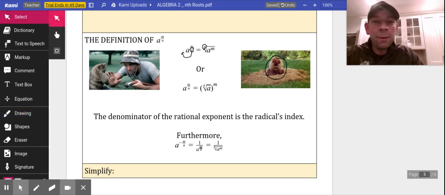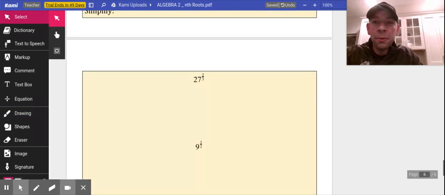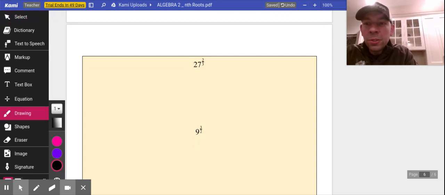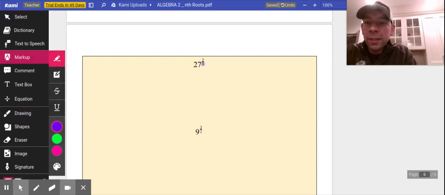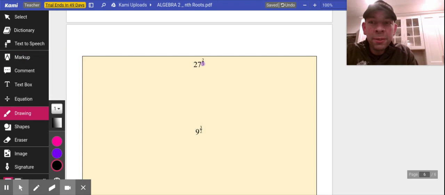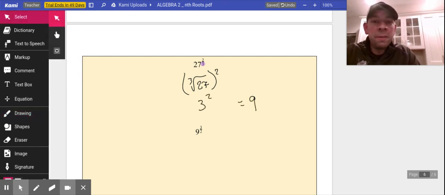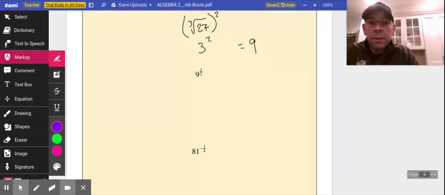So let's put the Groundhog Rule into effect here. So we've got this 3 is the groundhog. He's going to go underground, pop up on the other side, and we got the cubed root of 27. I like to put parentheses and square it. So the cubed root of 27 makes 3, and 3 squared makes 9. Piece of cake.